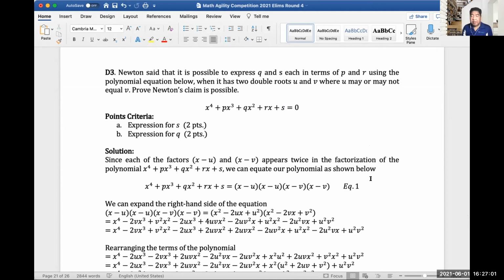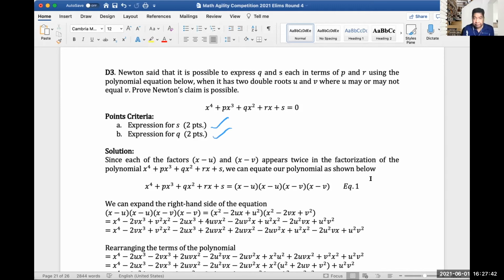Newton said that it is possible to express Q and S each in terms of P and R using the polynomial equation below, when it has two double roots U and V, where U may or may not equal V. Prove Newton's claim is possible, right? This is the polynomial x to the fourth plus px cubed plus qx squared plus rx plus s equals 0. The expression for s would be 2 points if you answer that, and the expression of q would again be 2 points, in terms of p and r. That's the requirement.